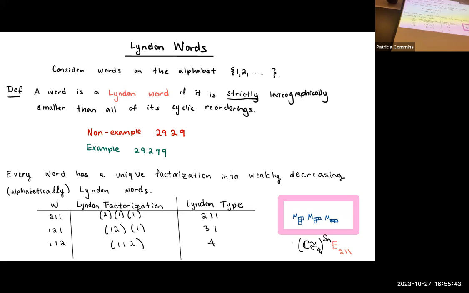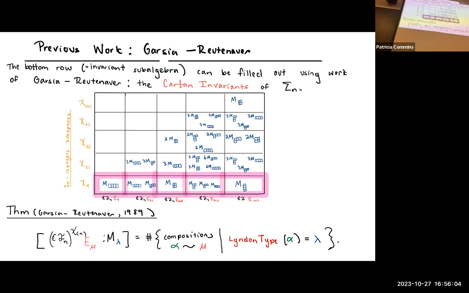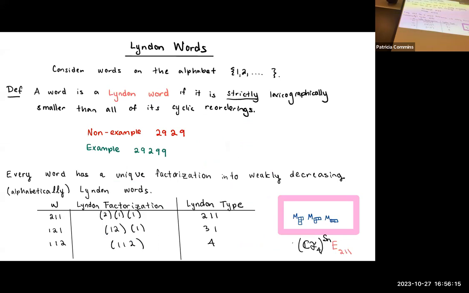A non-obvious fact, at least not to me, is that every word has a unique factorization into weakly decreasing Lyndon words. And this is what Garcia and Reutenauer used to find these Cartan invariants. If we go back to their formula, they said, look at the compositions that rearrange to mu. This means integer sequences that are reorderings of some partition. For example, if we wanted to fill in this box going to 2, 1, 1, I'd look at the three orderings of 2, 1, 1, and do their Lyndon factorization. For instance, 1, 2, 1 has Lyndon factorization the word 1, 2, followed by the word 1.